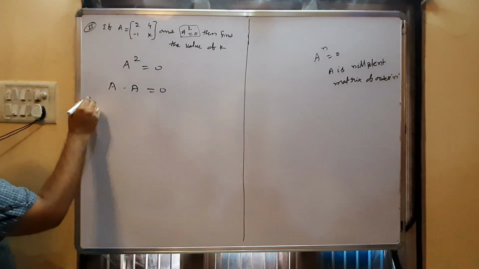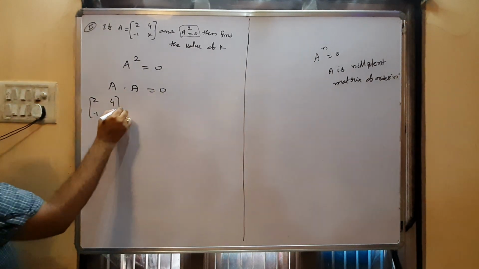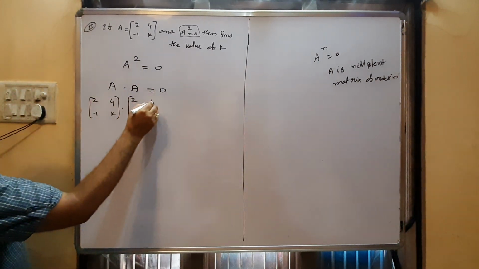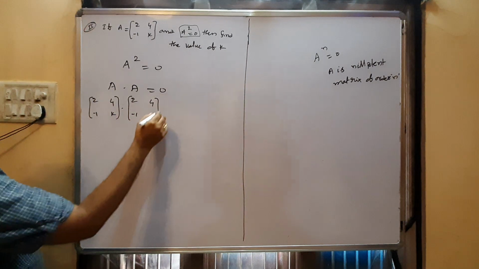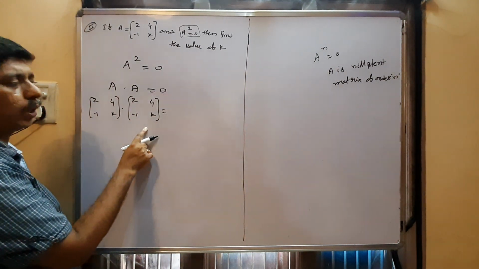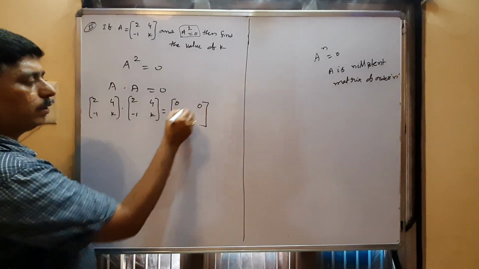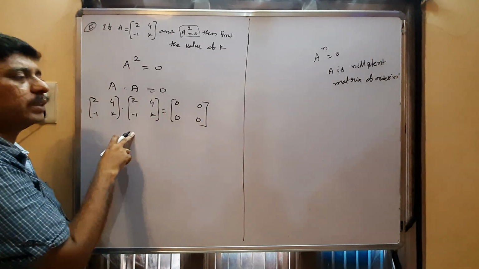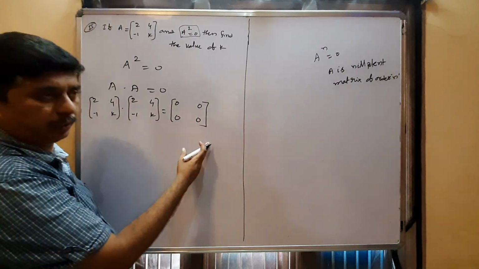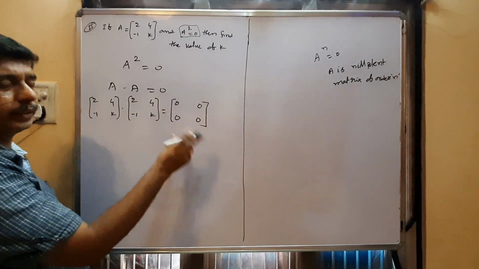Matrix A is 2, 4; minus 1, K. Substitute this matrix again, 2, 4; minus 1, K. 0 means null matrix. Left hand side you have 2 by 2, 2 rows, 2 columns, so on the right side you also take a 2 by 2 null matrix. If the left side is 3 by 3, on the right side you take 3 by 3. Depending on the left side order, you take the null matrix on the right side.